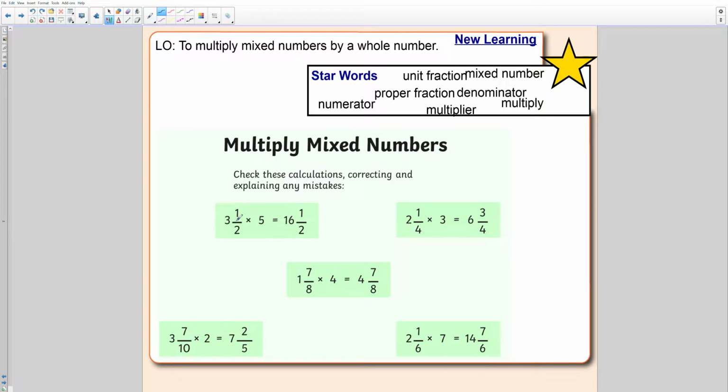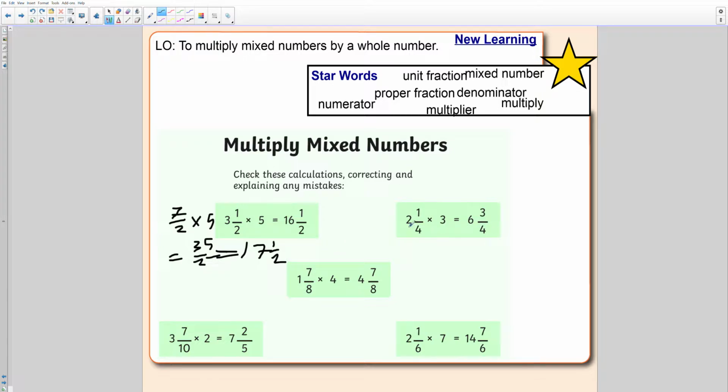So the first one here, 3 1/2 times 5. Of course, there's a couple ways you could do this. You could multiply the whole number and then the fraction. But the way I like to do it is to change the whole thing into top heavy fractions. So 3 1/2, that's the same as 7 halves. 7 halves times 5 would be 35 halves, and of course if we do 35 divided by 2 we're going to get 17 1/2, so they're off by 1 whole there.